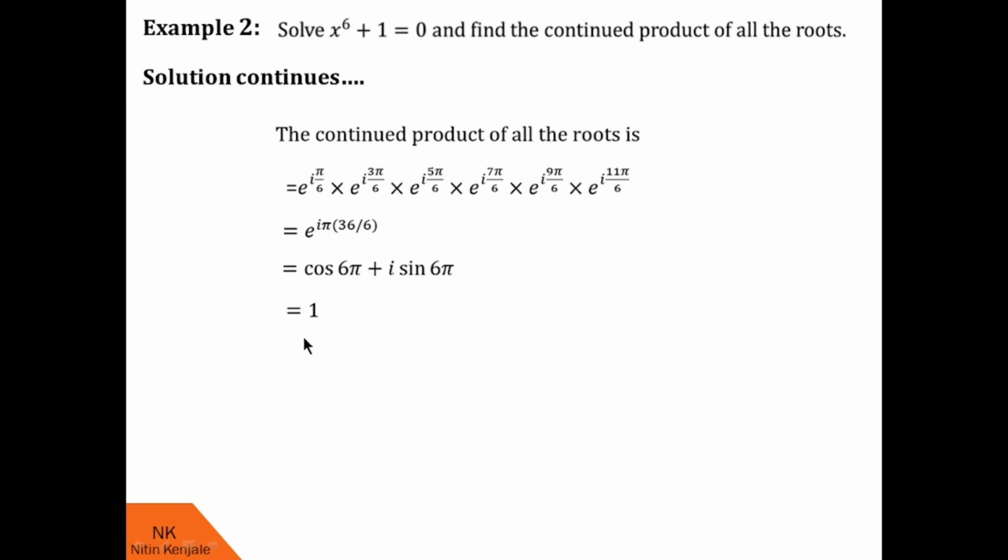I hope you understood this solution. Now let us proceed to the next example.